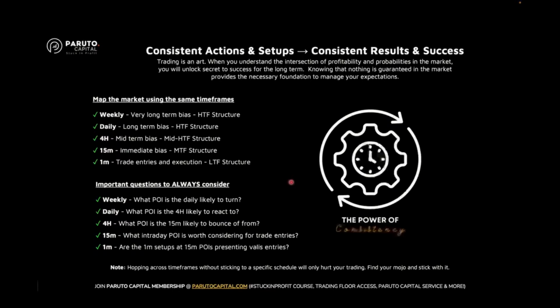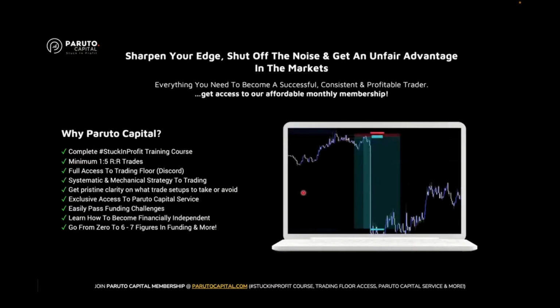On the 4 hour, you're looking at what POI the 15 minutes is likely to bounce off from. And then on the 15 minutes, you're looking at what intraday POI is worth considering for trade entries. And on the 1 minute, you look for your setups, like we saw, the flip and the chalk, and then we took the trade literally. Now, hopping across time frames without sticking to a specific schedule would only hurt your trading. So you have to find your mojo, and you have to stick with it, right?